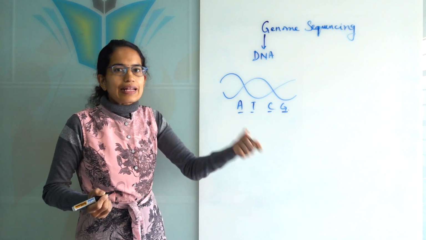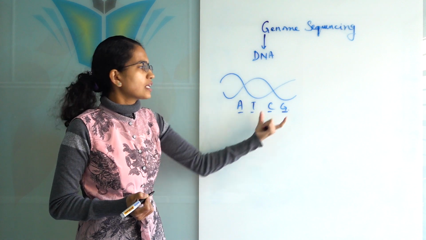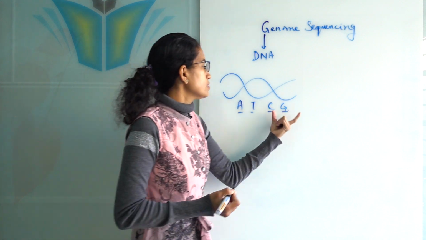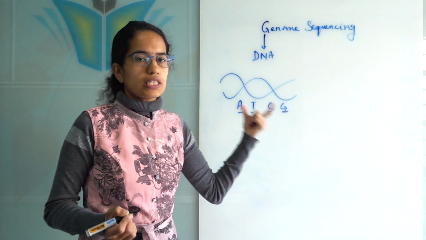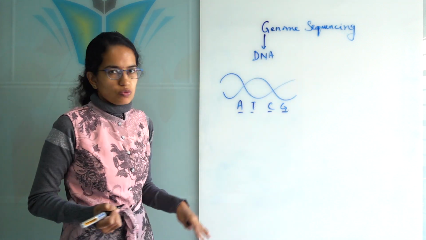It could be a bacteria, it could be any living species, which has a unique arrangement of this DNA that would help us to understand which species this is. Now when genome sequencing works, there are 4 steps.